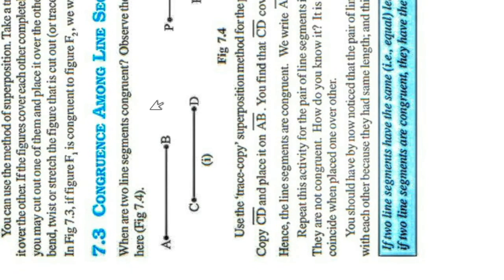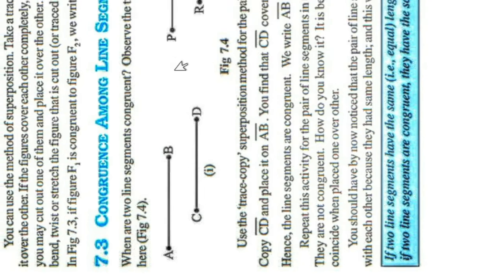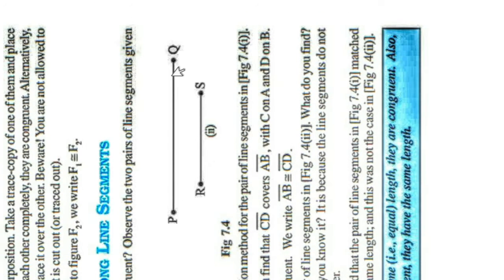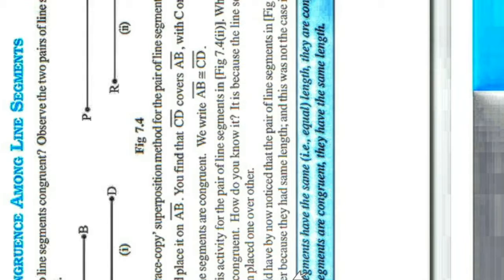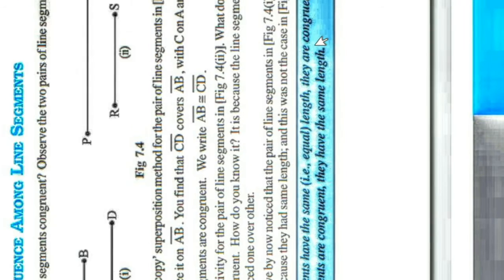In the first figure, the line segments matched with each other because they are of the same length, and this was not the case in figure 2. In this one, the line segments did not match with each other. So what we can say is that if two line segments have the same, that is equal, length, they are congruent, and also if two line segments are congruent, they have the same length. So it is vice versa.